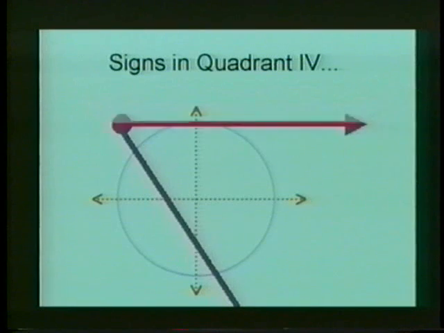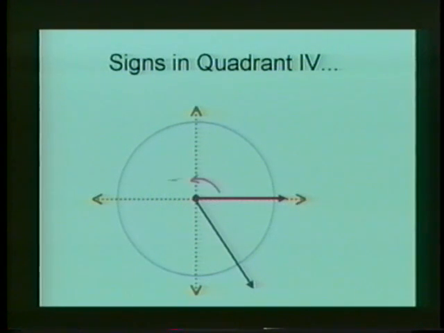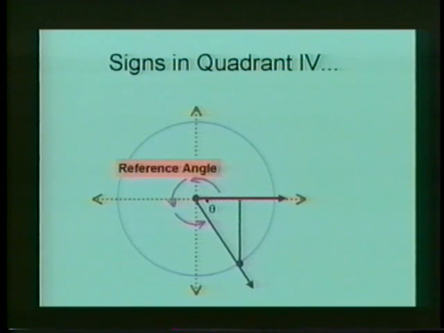Let's look at it in quadrant 4. Now in quadrant 4, the point is in a positive x and a negative y. So there's your x and your down y, and there's your right angle. And of course, you still have your 1 for the unit circle.